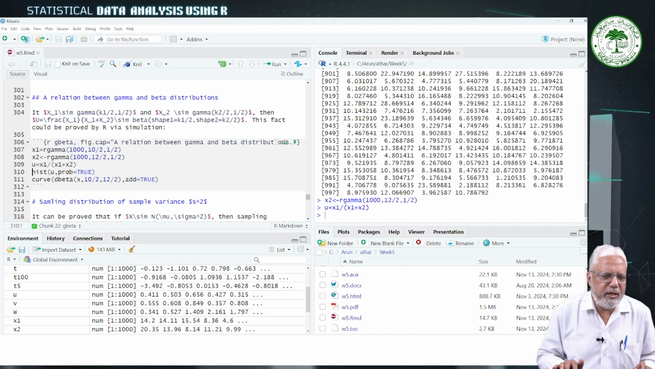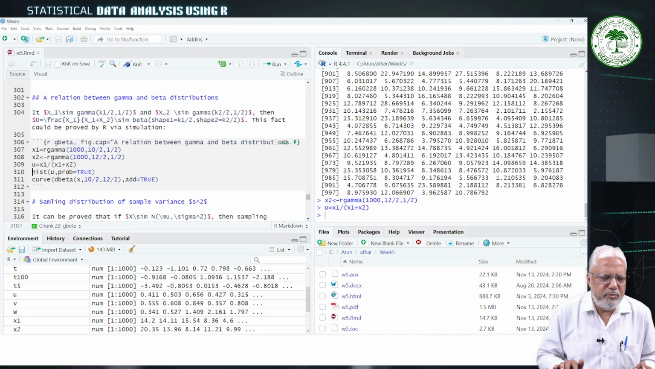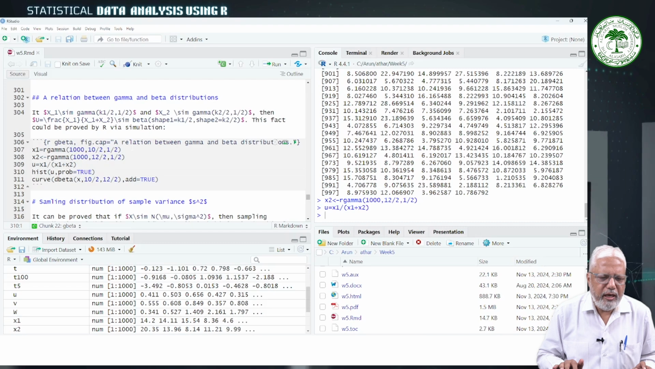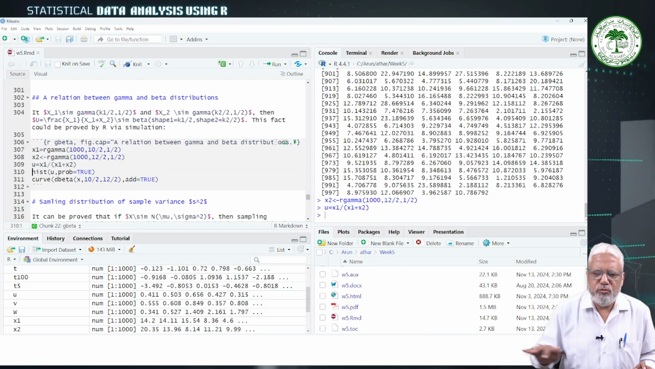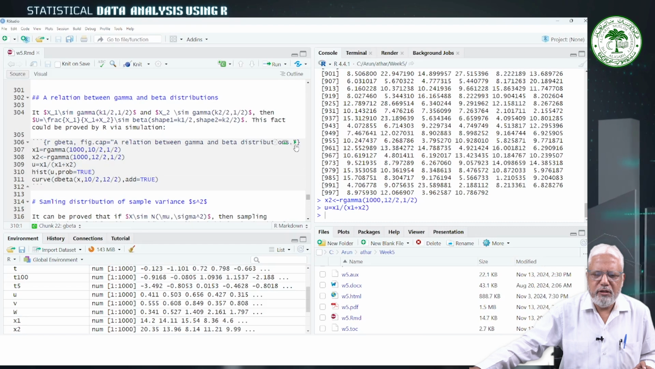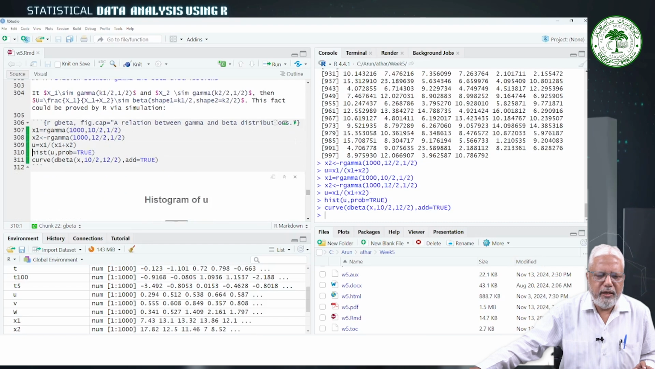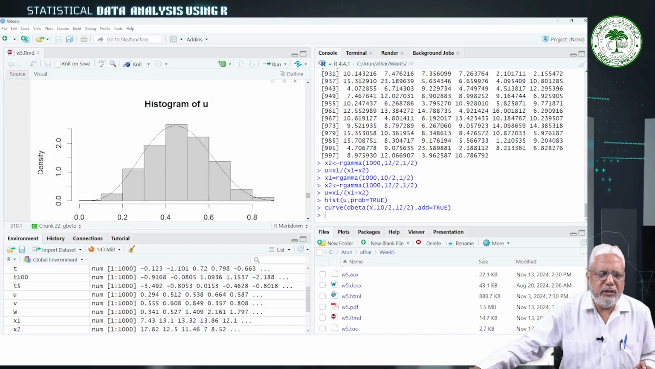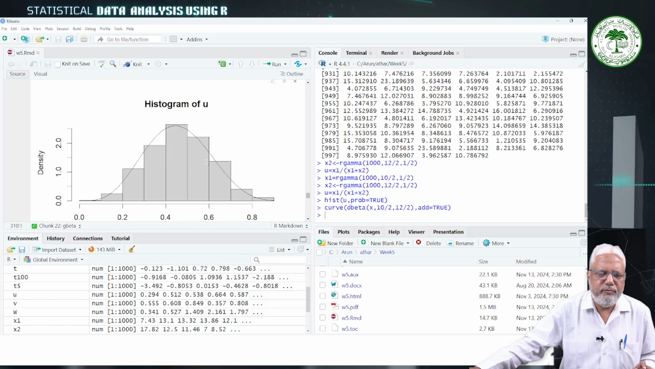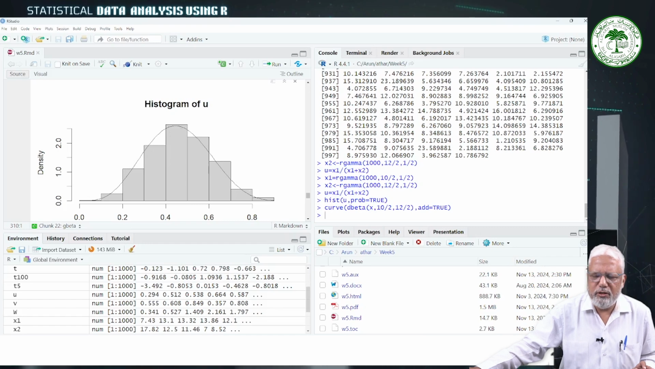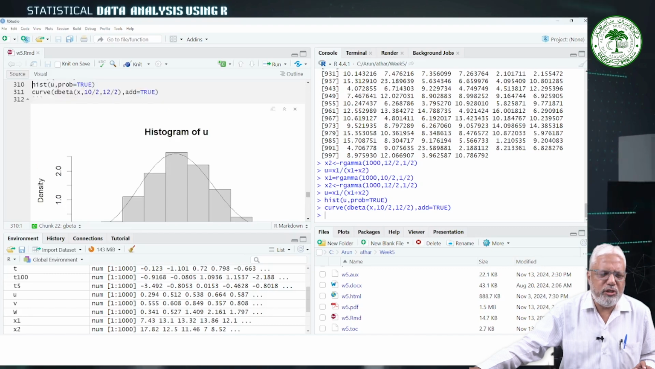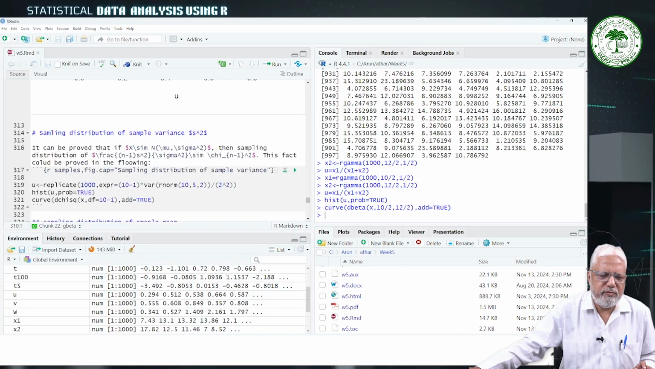So what we are doing, we are making a histogram on the simulated data u, and then we are adding the exact beta distribution with shape 1 equal to 10 by 2 and shape 2 equal to 12 by 2. So if we run, we can get the histogram. See, the histogram is made on simulated data, whereas this one is the exact curve of beta distribution with shape 1 equal to 10 by 2 and shape 2 equal to 12 by 2. So both are matching, so that means our result is correct.